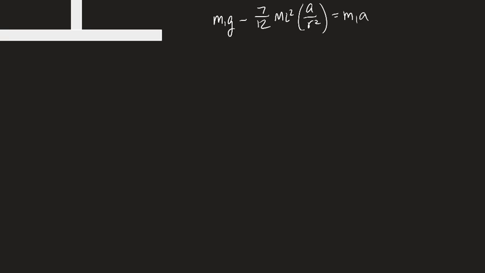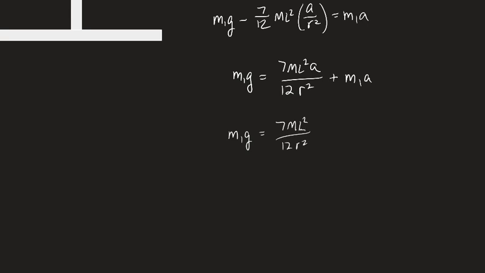I want to solve this for A, so I get the things with A on the same side. So M1G equals, and I love just taking lots of space for this. You guys who try to hustle up all of your steps, don't. It's not helping you. Everything on the numerator there is 7 ml squared A, and everything in the denominator is 12 R squared, plus M1A. Now, I'm likely to factor out those A's, I think, for obvious reasons. So 7 ml squared over 12 R squared plus M1, all times A.